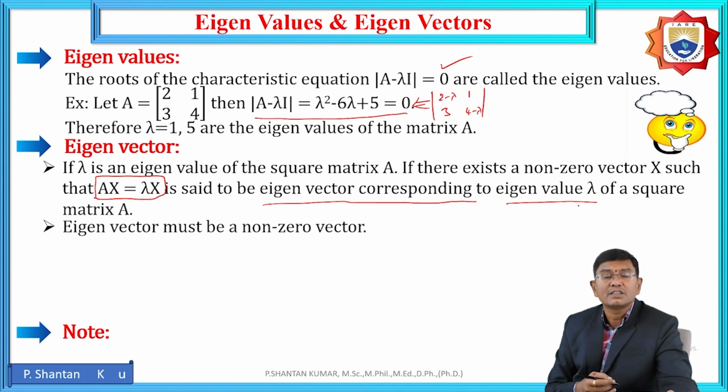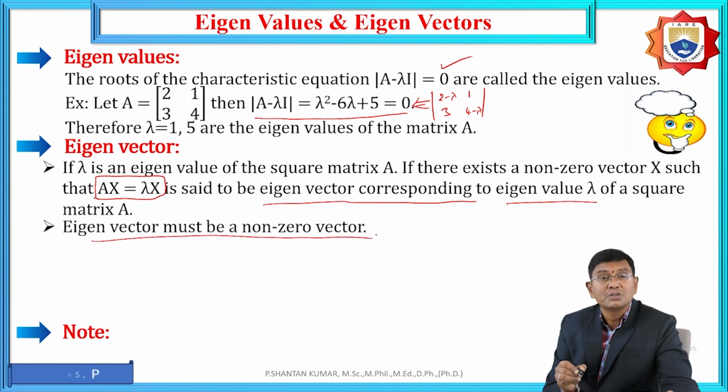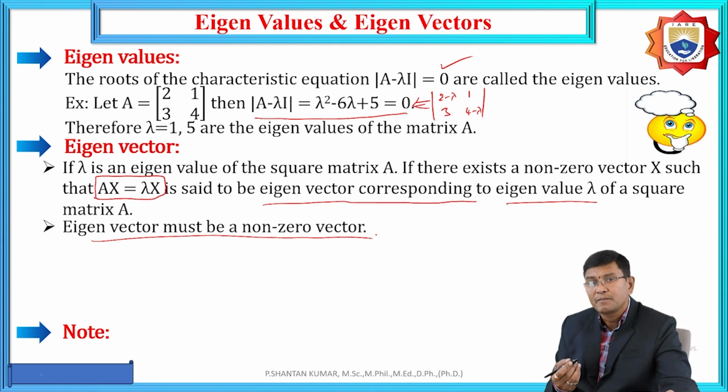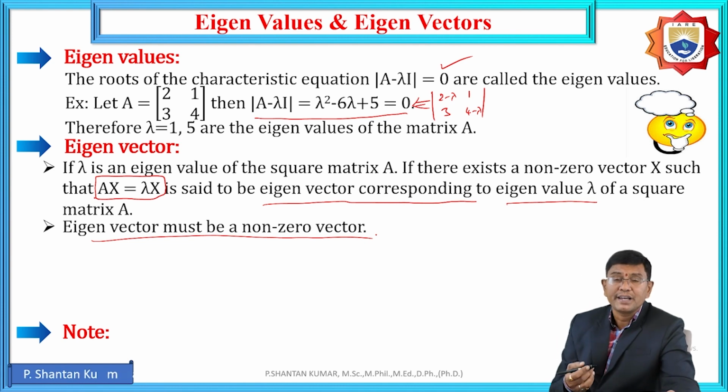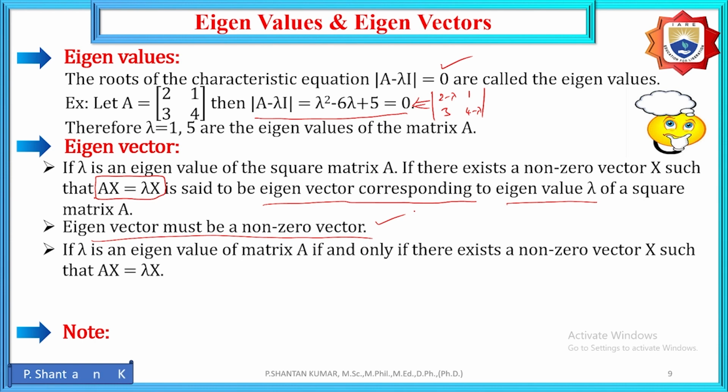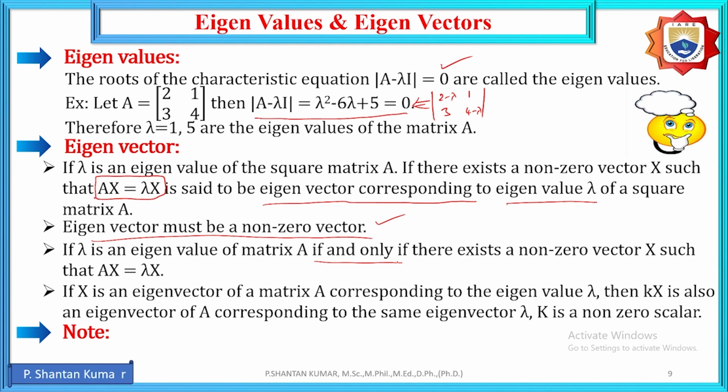Here further, the vector must be a non-zero vector. That means while we are calculating the corresponding eigenvector for an eigenvalue, we should not get the zero eigenvector. It is a must and should satisfy the non-zero eigenvector condition. And again, if lambda is an eigenvalue of the matrix A if and only if there exists a non-zero eigenvector x such that Ax is equal to lambda x, that is, if x is an eigenvector of A corresponding to the eigenvalue lambda, then kx is also an eigenvector corresponding to that eigenvalue. These are some common things we need to remember, general conditions only.